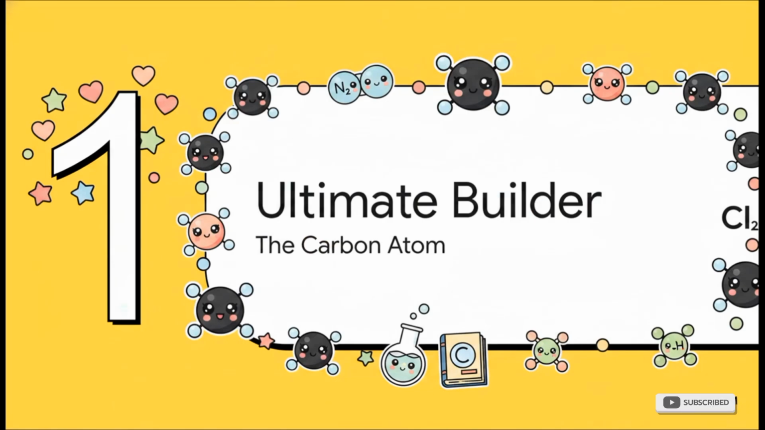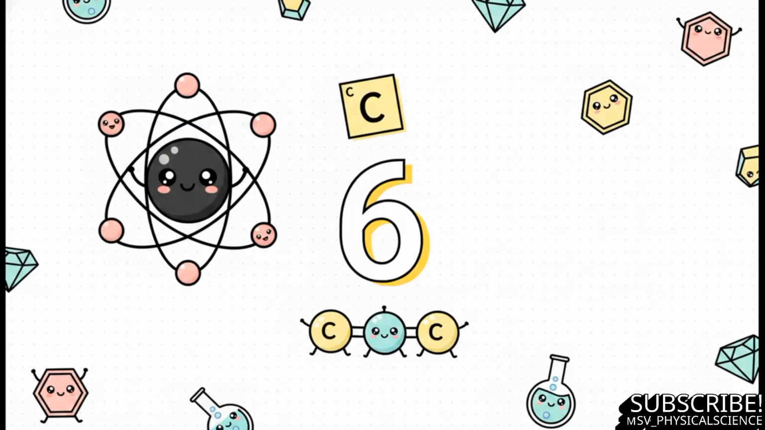Section 1. Meet the ultimate builder. Understanding the carbon atom. So, there are a lot of non-metals out there, right? What makes carbon, chemical symbol C, so incredibly special compared to all the rest? Why does it literally get its own branch of chemistry? Well, to answer that, we have to start with the number 6.